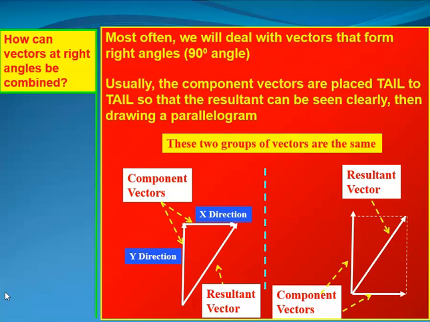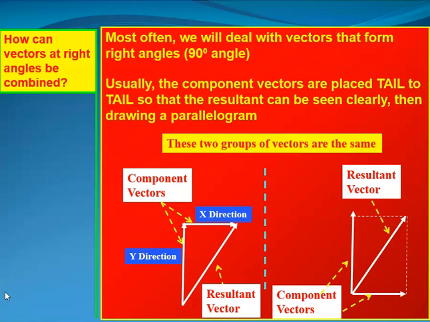But those two arrows kind of get in the way of each other, so what you often do is place them tail to tail. So those are the same vectors. Remember, you can move a vector around a page as long as it has the same direction and the same length. As long as you don't change those two things, you can move it anywhere on the page.